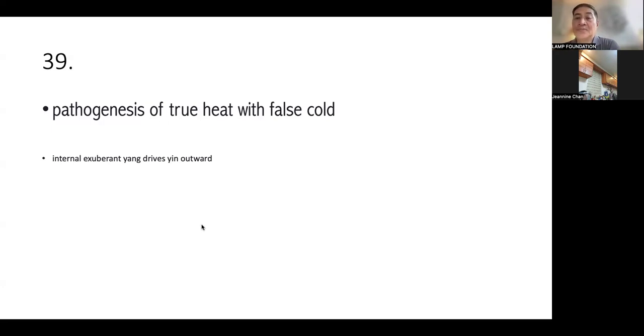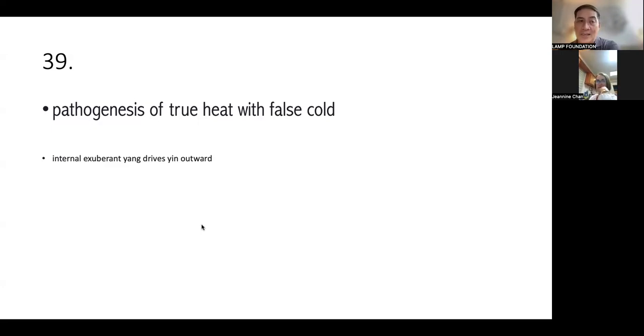Thin, white and moist coating. Very good. Then floating and tight pulse. Very good. What else? Serious aversion to cold, mild fever with no sweat, headache, body aches. Okay. What about the nasal discharge? What color? Thin, white nasal discharge. Very good.